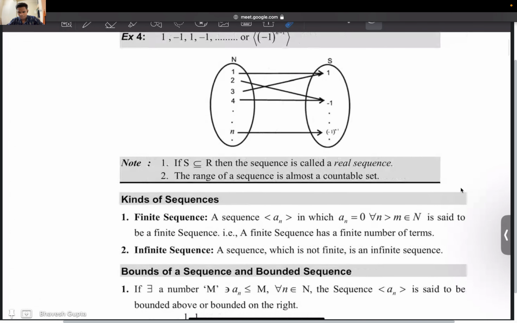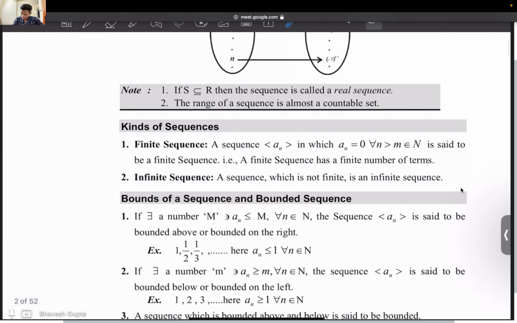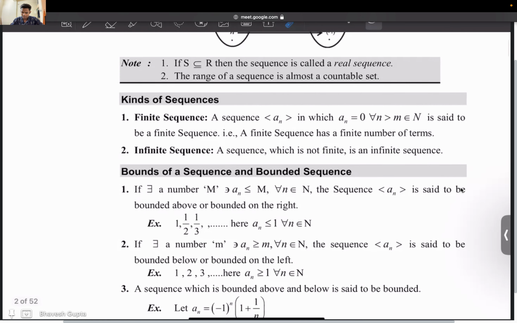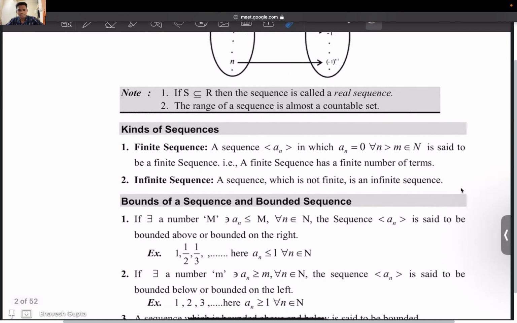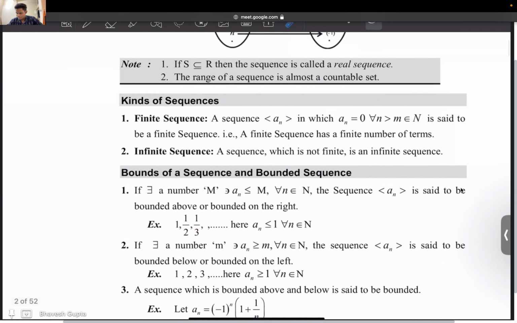I'm not going to repeat all the definitions because all these things are already in the video. I'll talk mostly on the ideas and how to apply them. As you have seen, what do we mean by finite sequences and infinite sequences? Finite sequences are those in which the number of elements is finite, and infinite sequences are those in which the number of elements of a sequence is infinite.